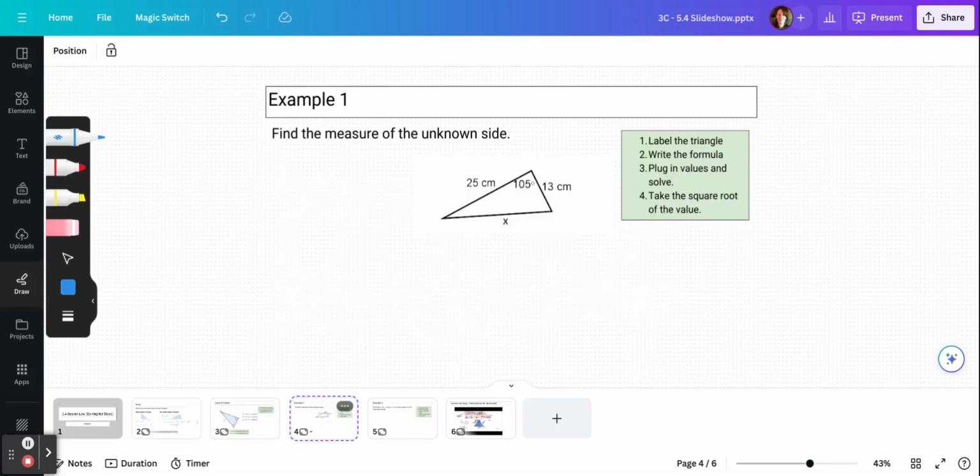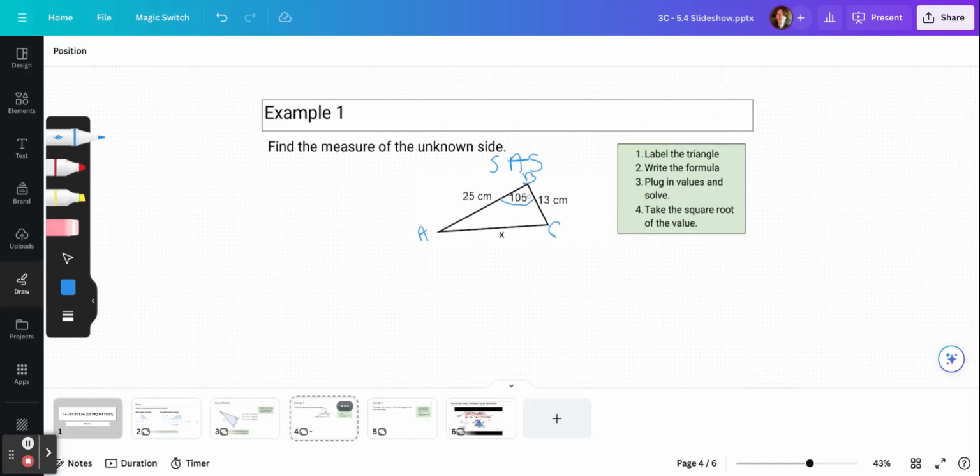We're going to find the measure of this unknown side. You'll see here how we have side, angle, side. SAS means I have a side, an angle in the middle, and then another side. Whenever this happens, this is how we know we're going to use cosine law, because right now I can't use sine law. I have 105 and the X side, I have 13 centimeters, but I don't know the angle across from it, and I don't know the angle across from 25. So I'm going to label these: I'm going to call this A, this B, and this C. In reality, I'm looking for little b.